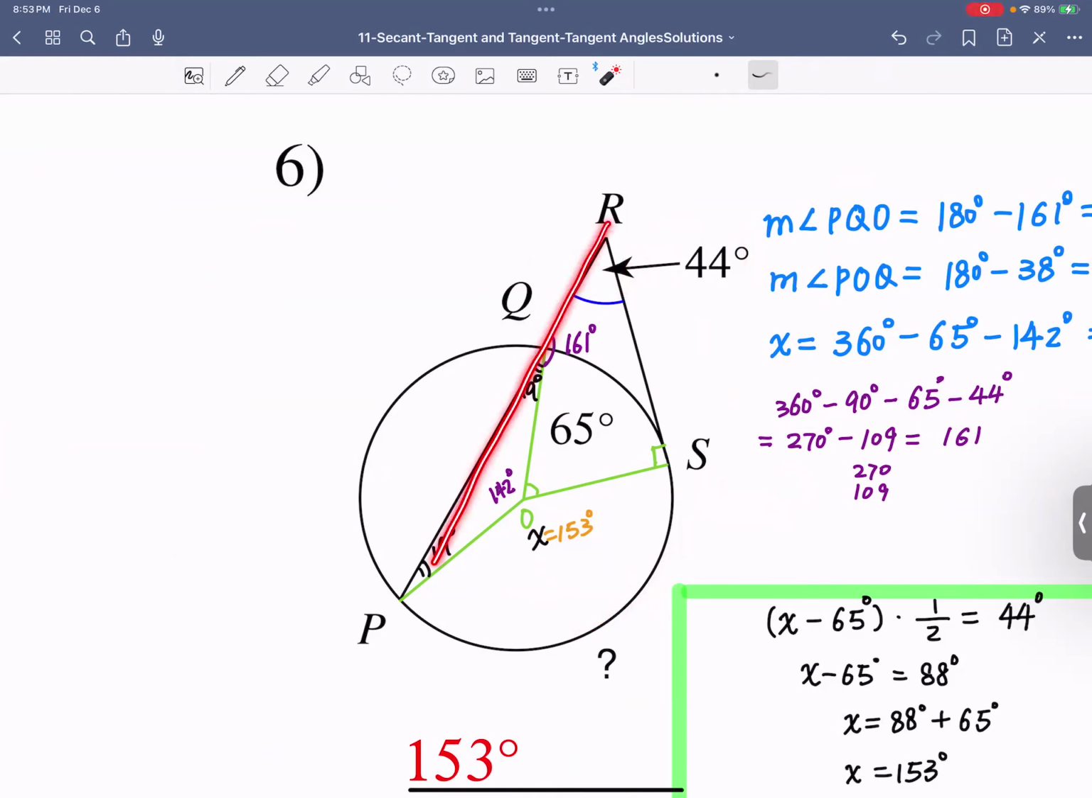You draw the angle. This is a secant line and this is a tangent line. You have this portion 65 degrees, you have this portion 153 degrees. This minus this is that one's double. It is always true.